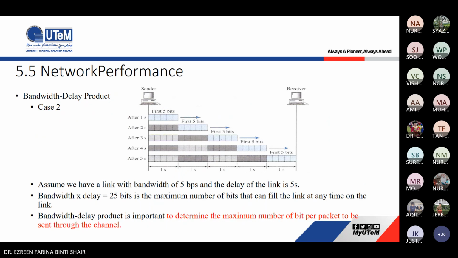Let's look at case 2. We have a link with a bandwidth of 5 bits per second and the delay of the link is 5 seconds. To calculate the bandwidth delay product, you multiply the bandwidth with the delay. 5 multiplied by 5, you will get 25. So 25 bits is the maximum number of bits that can fill the link at any time. For 5 bits per second with a delay of 5 seconds, in 1 second you transfer 5 bits, in 2 seconds another 5 bits, and so on up to 5 seconds. In total you can transfer a maximum of 25 bits: 5, 10, 15, 20, and 25.